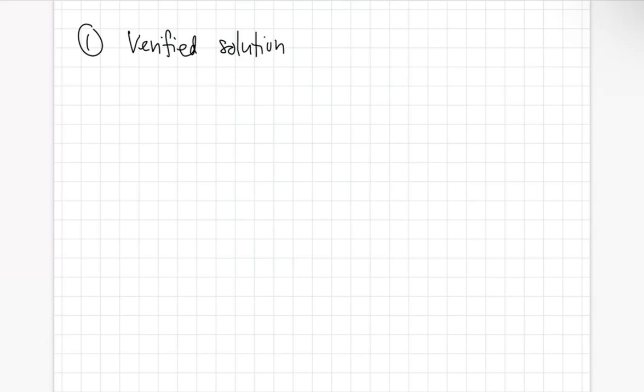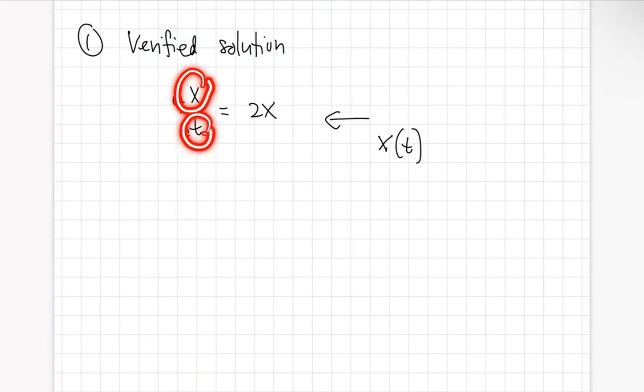Given the differential equation, let's say we have dx over dt equal to 2x, for example. So what is the solution? We are looking for a solution in terms of the function x(t), by looking at the dependent and independent variable. So x(t) is the solution.